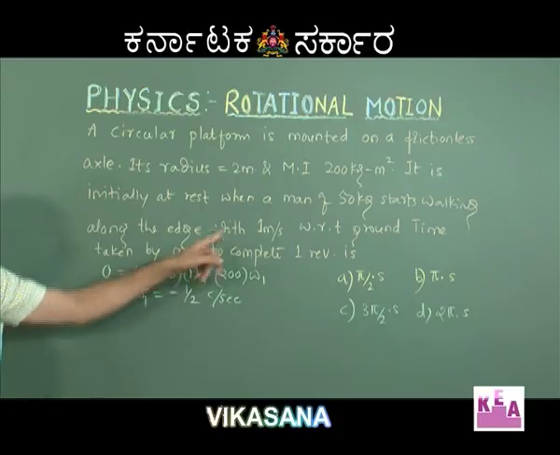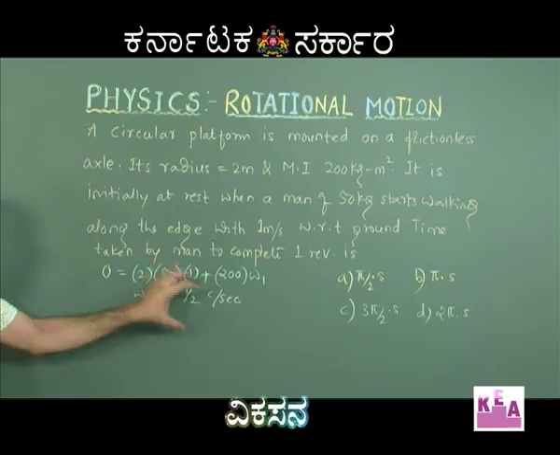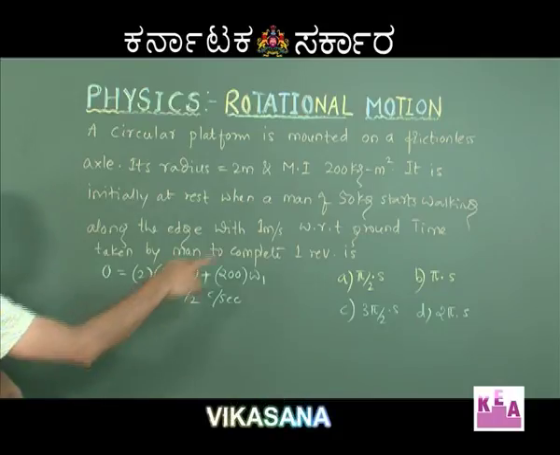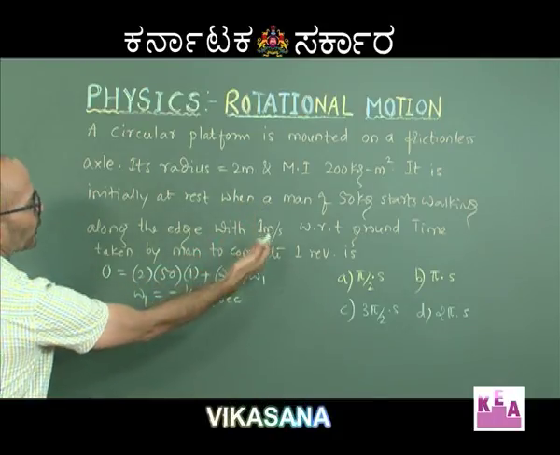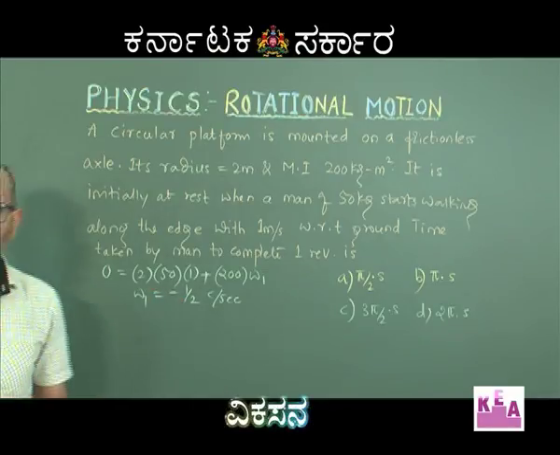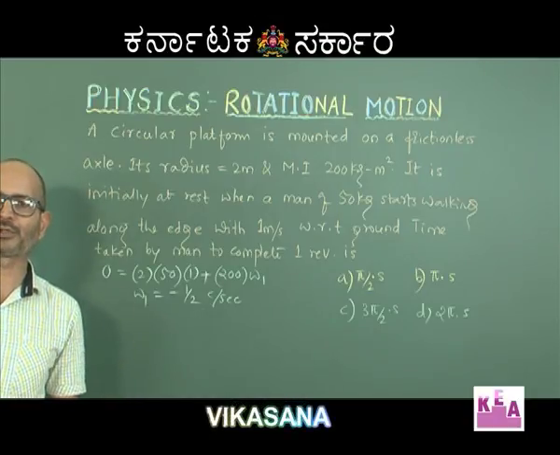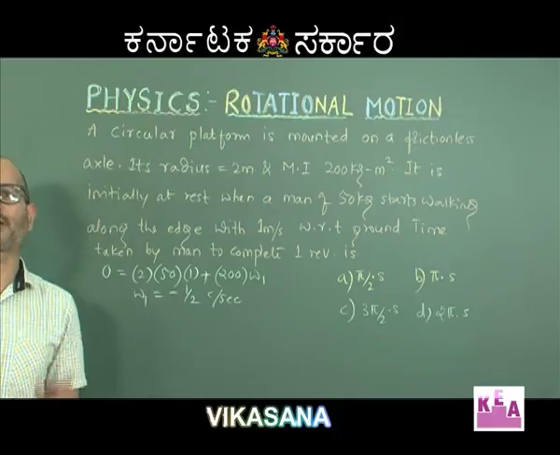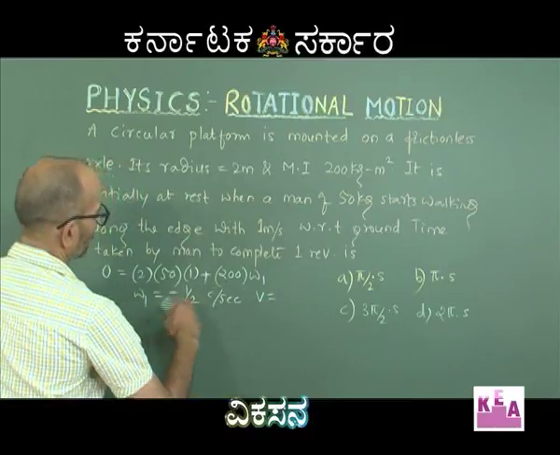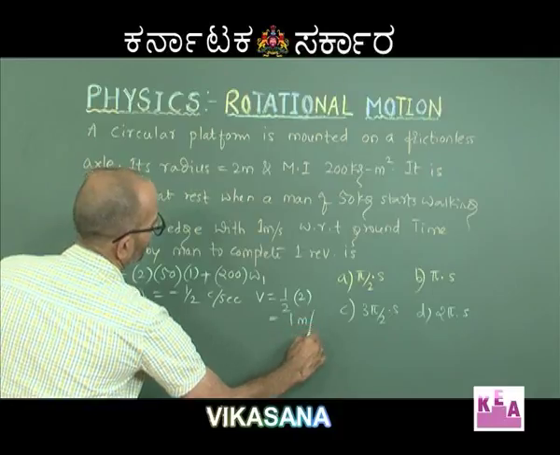It just indicates that if the man is walking in one direction, the platform has started rotating in the opposite direction. And what is the angular speed? Half radians per second. Okay. Now, I will try to find out the relative velocity of the man with respect to the platform. Let us not forget that the man has started walking on the edge of the platform. So, I want to find out the linear velocity of a point on the edge of the platform using the formula V equal to omega r. So, V equals omega, which is half, and r, which is 2, and that makes it 1 meter per second.